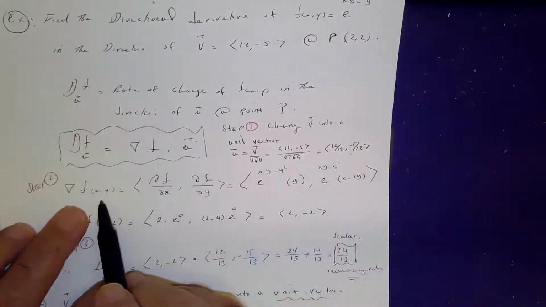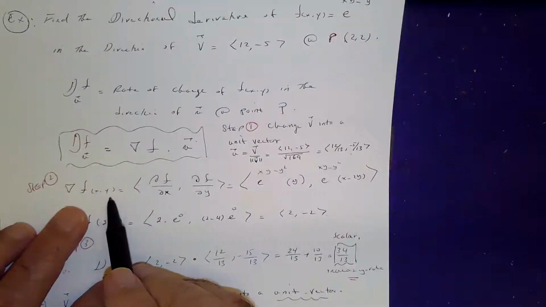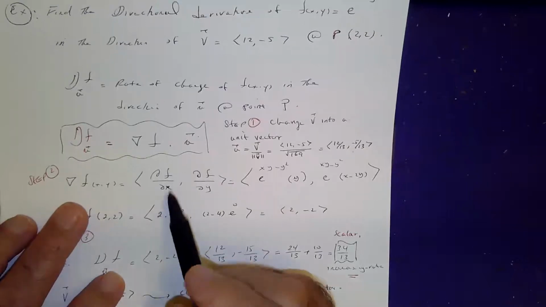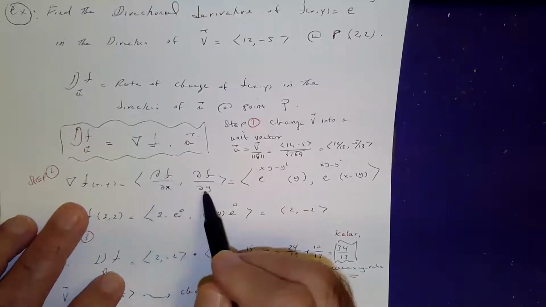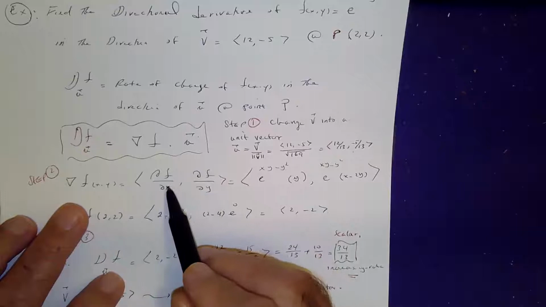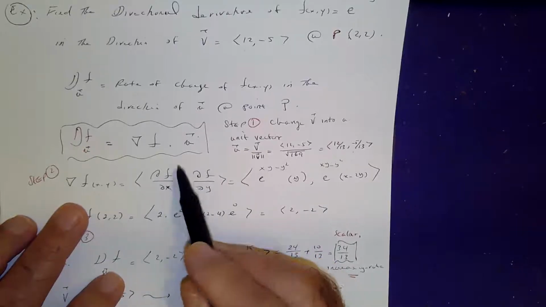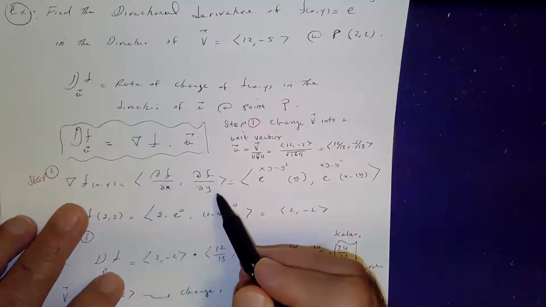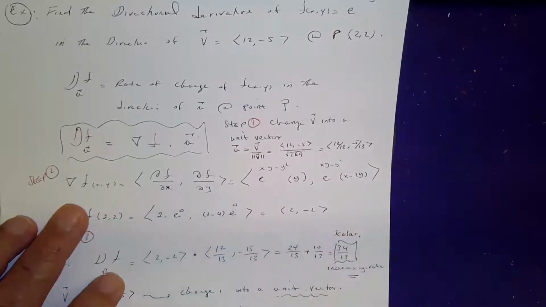What are we trying to do? We're trying to find the rate of change, how fast the function is changing at this point in this direction. So the first thing, as I mentioned, is to change the vector into a unit vector. So take vector b divided by its magnitude, there it is. Now find the gradient of the function f of x, y. Remember, the gradient is applied to a scalar function. What is it in this case? It's a vector whose x and y components are the partial derivative of f with respect to x and the partial derivative of f with respect to y, respectively.